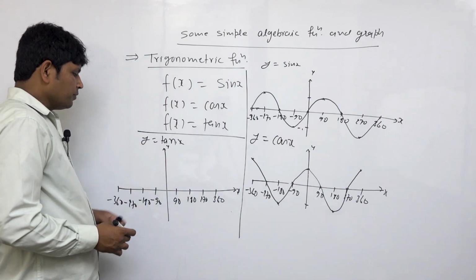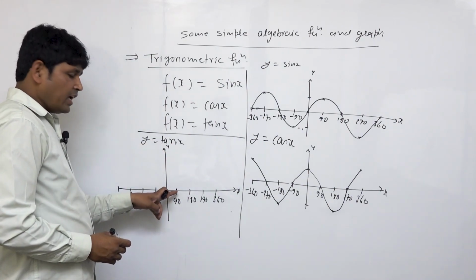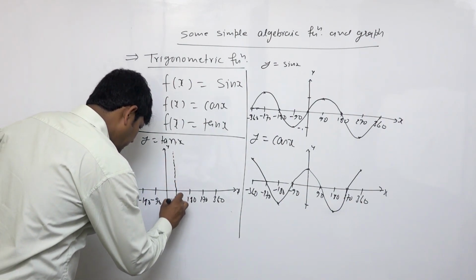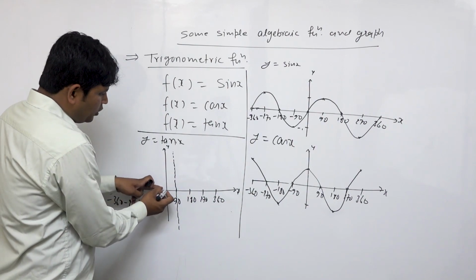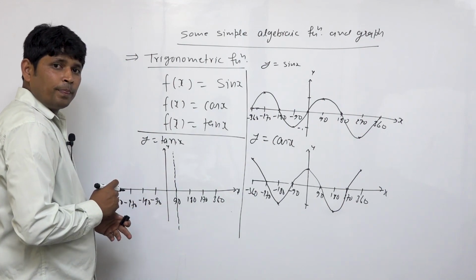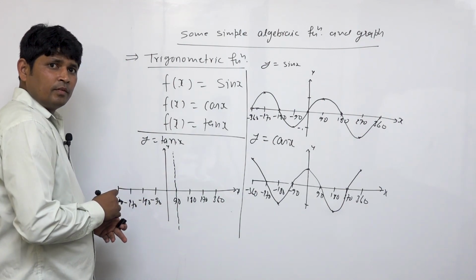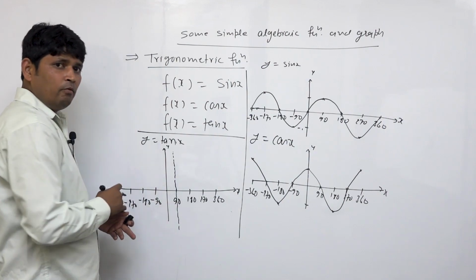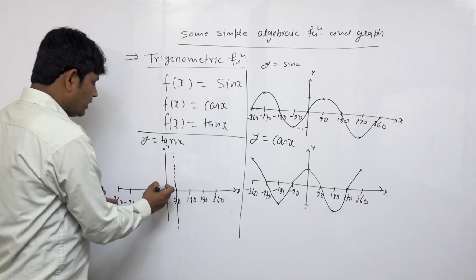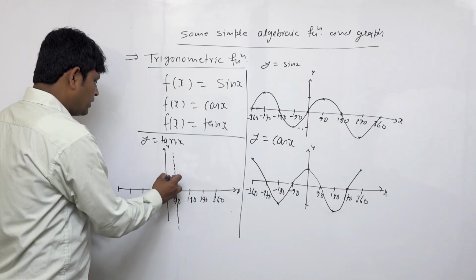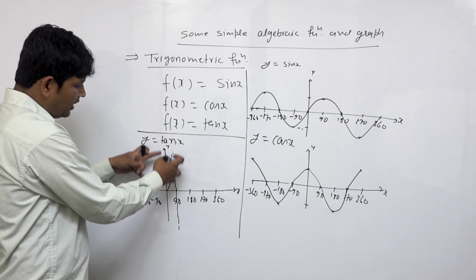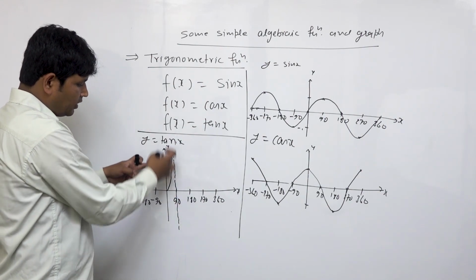What is tan 0? Tan 0 is 0. What is tan 90? Tan 90 is infinity. So we have to draw a dotted line here. From 0 to 90, the value of tan increases. Tan 0 is 0. Tan 30 is 1 over root 3. Tan 45 is 1. Tan 60 is root 3. So the value is increasing and goes up to infinity. The graph will never touch this line. This is also called the asymptote of the graph.